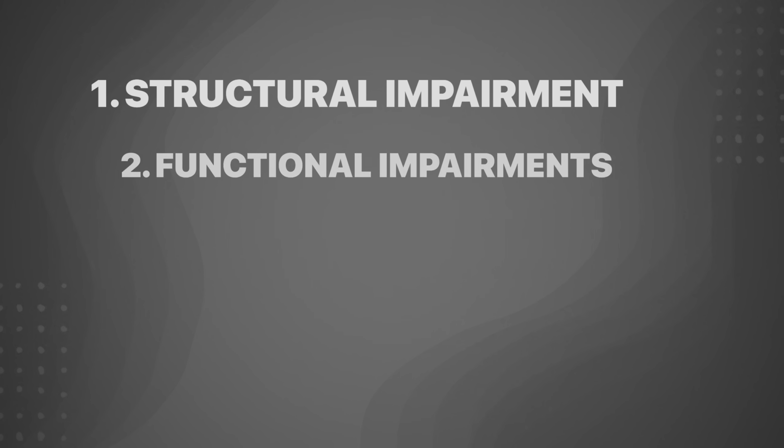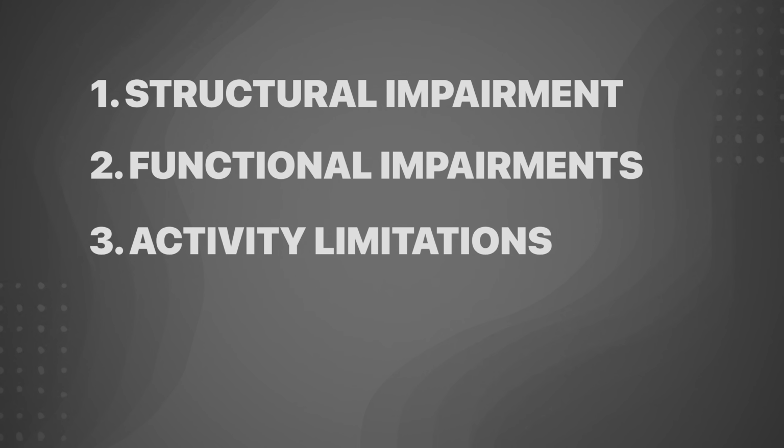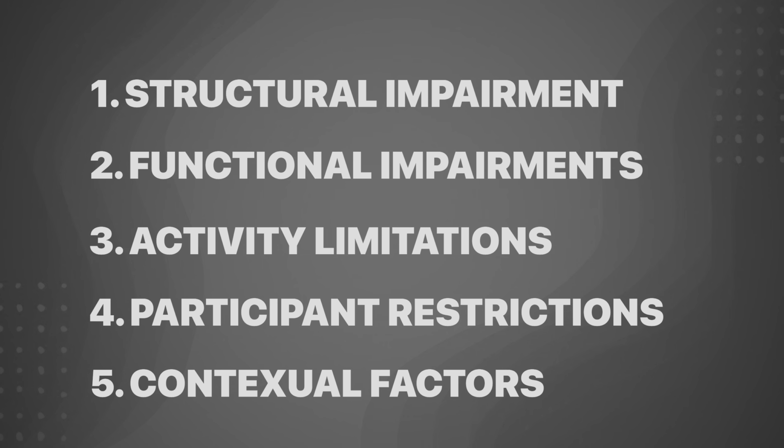So I'm going to explain how you have to write your ICF model. From here, listen carefully. You have to keep these five things in mind, that is structural impairment, functional impairment, activity limitations, participation restrictions and contextual factors. So these are the five elements which are important for you.